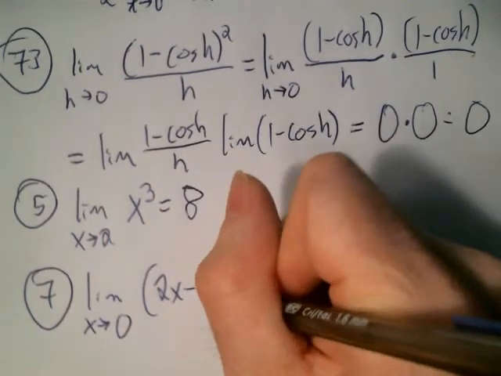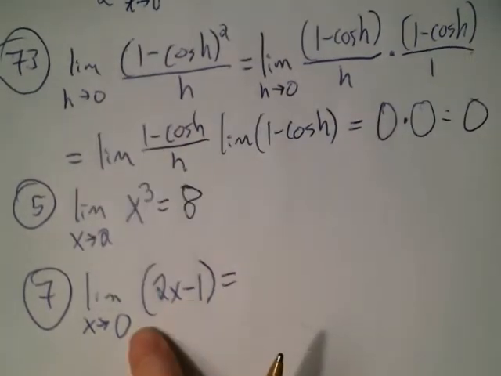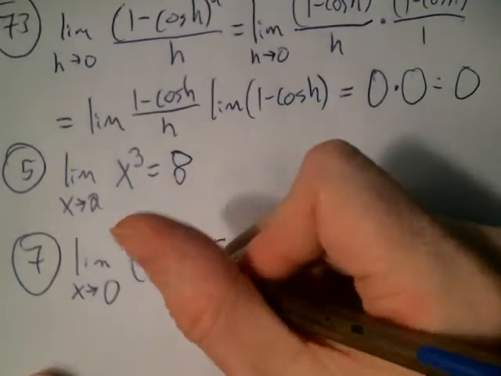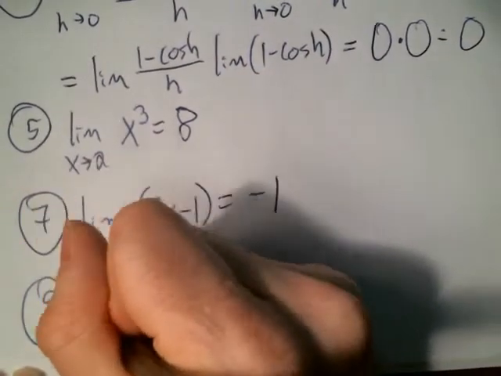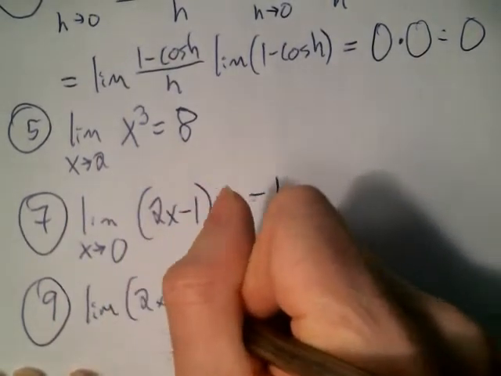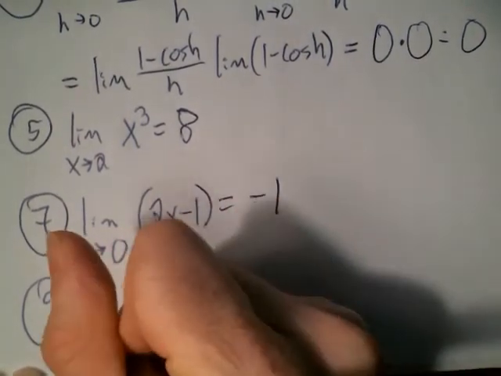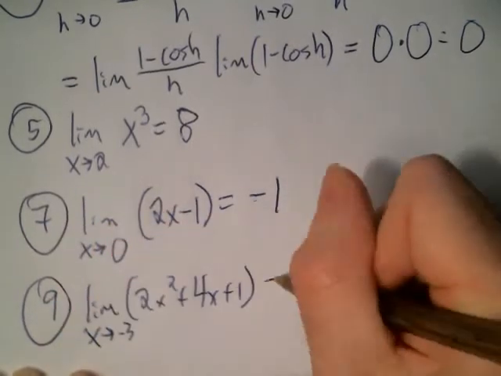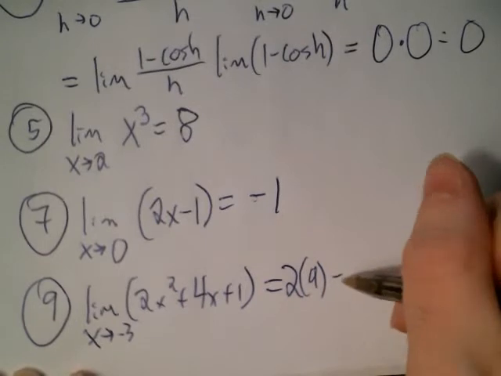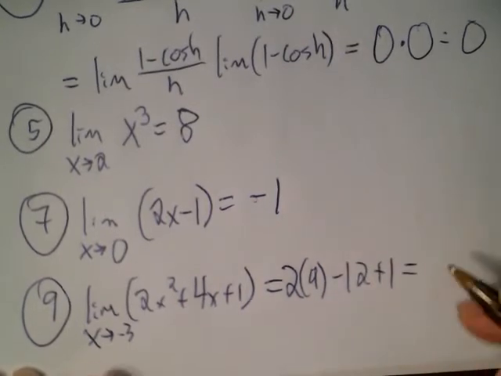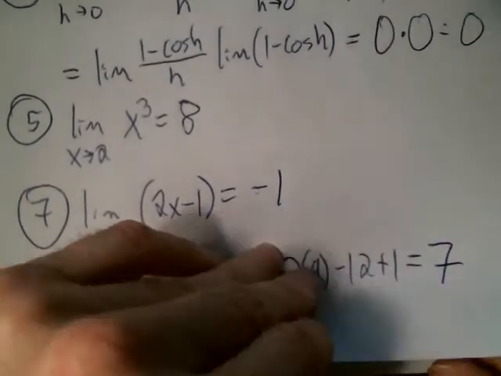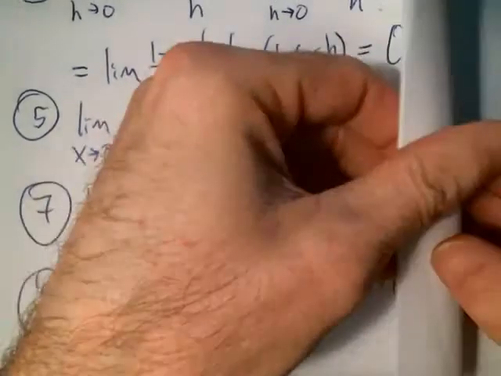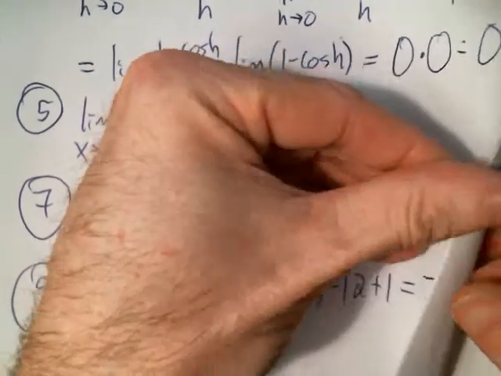All right? So 2x minus 1, if you plug in 0, this is another polynomial, you could just plug and chug. 2 times 0 is 0, minus 1 is minus 1. It's 9. The limit of 2x squared plus 4x plus 1, another polynomial, just go ahead and plug and chug. This will be 2 times 9 minus 12 plus 1, 18 minus 12 is 6, 6 plus 1 is 7. Technical difficulties there.